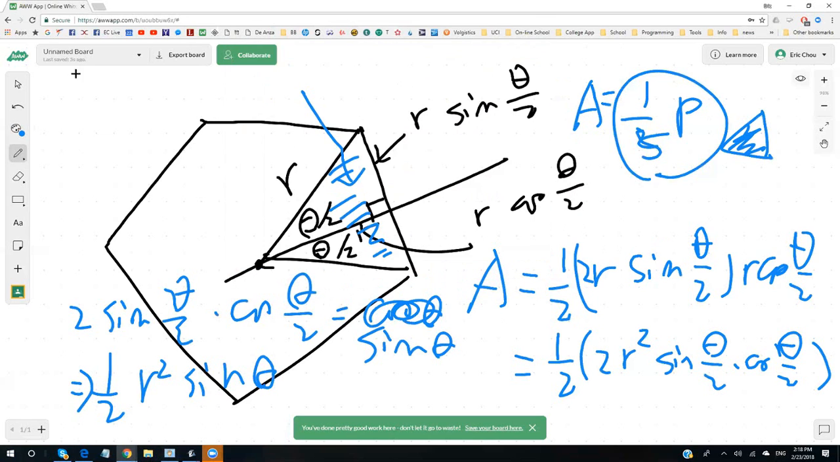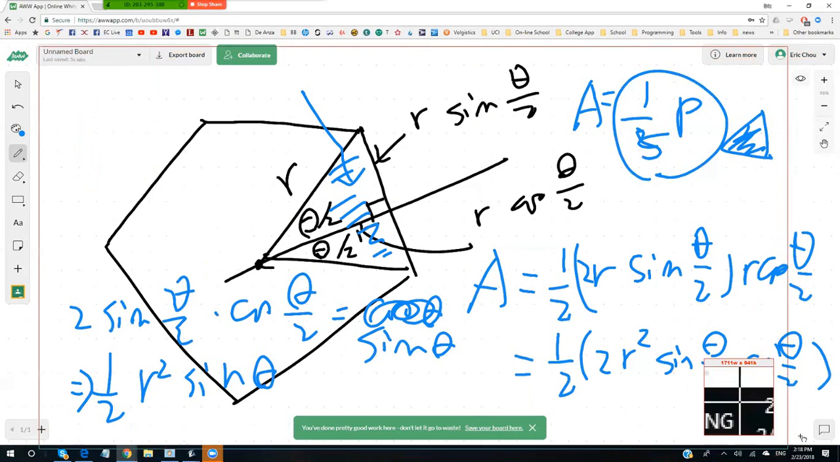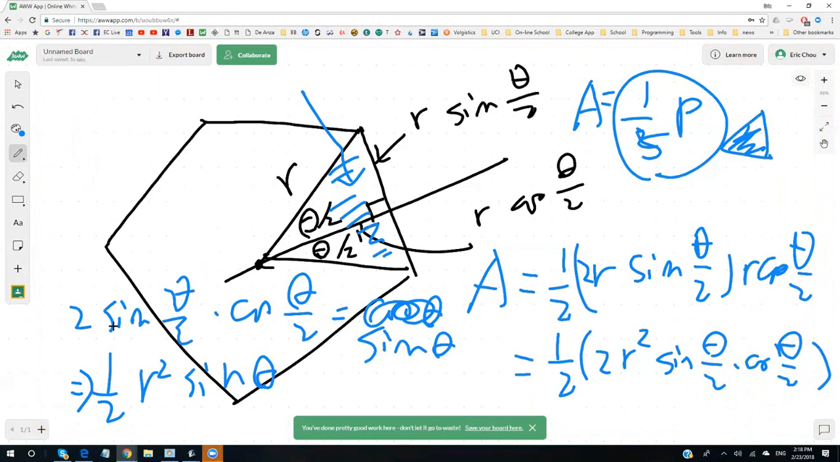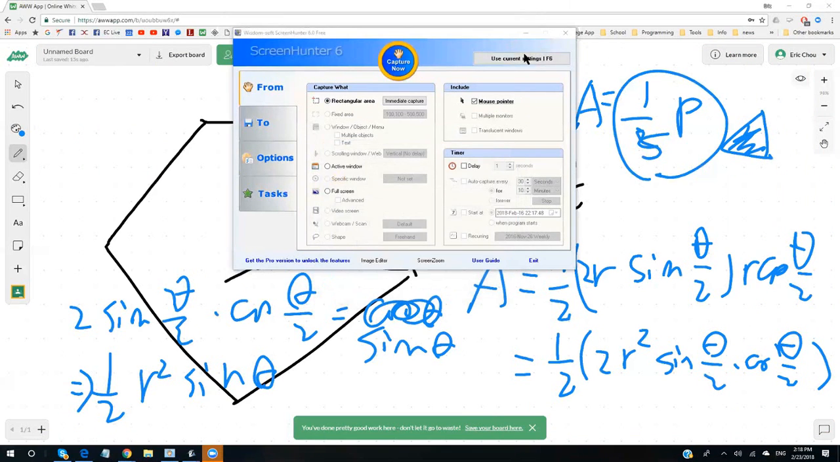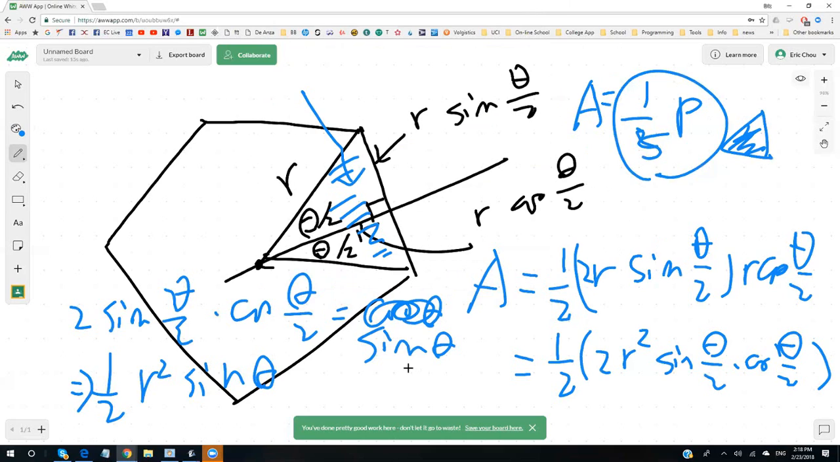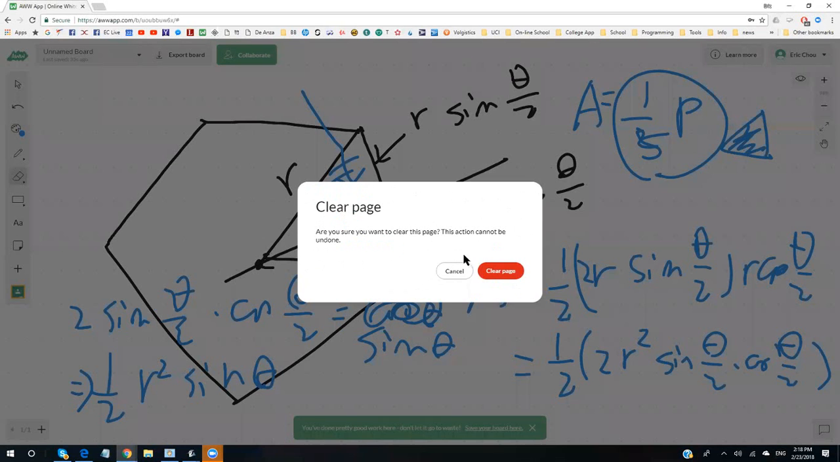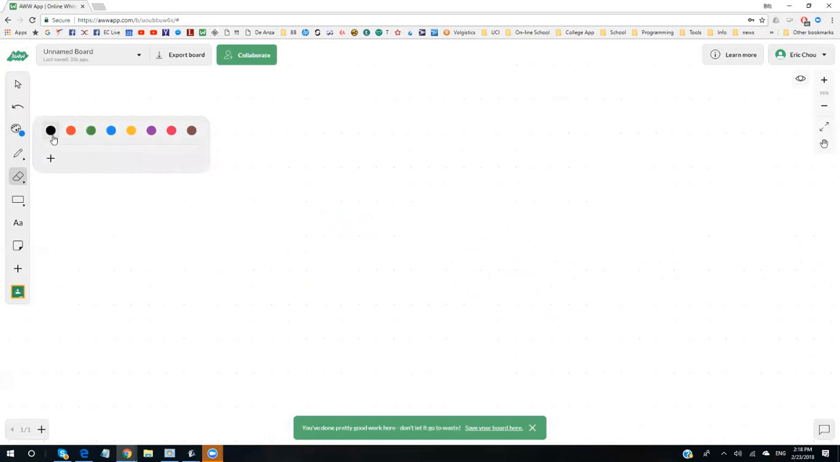The tricky part is the middle part: 2 sine half theta times cosine half theta equals sine theta. Yeah, that's the tricky part. Okay, let me erase this. I gave you the picture already. Let me try again in a different way of doing this.